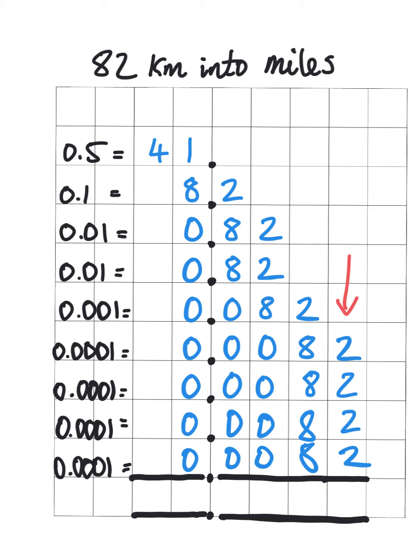Smallest column first. 2 add 2 add 2 add 2 is 8. 2 add 8 is 18. Add 8 is 26. Add another 8 is 34. Add another 8 is 42. Carry the 4. 2 add 2 is 4. Add 8 is 12. Add the 4 at the bottom is 16. 2 add 8 is 10. Add 8 is 18. Add the 1 at the bottom is 19. 1 add 8 is 9. Add the 1 at the bottom is 10. And 4 add the 1 at the bottom is 5. The answer is 50.9628 miles.